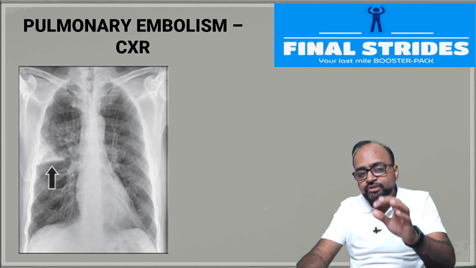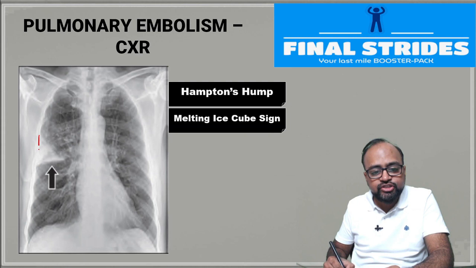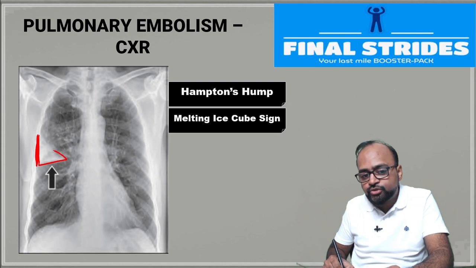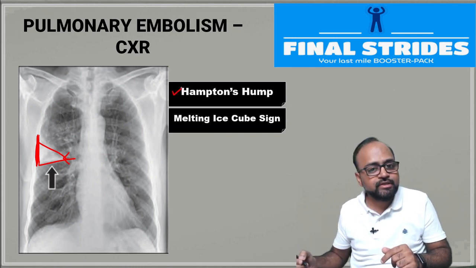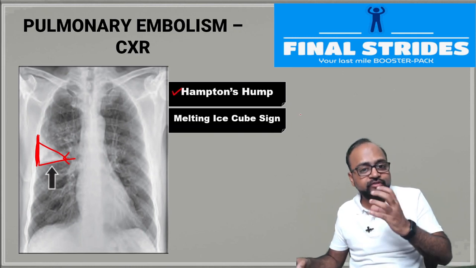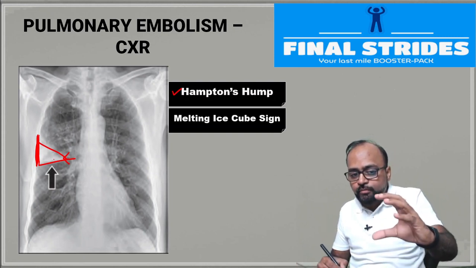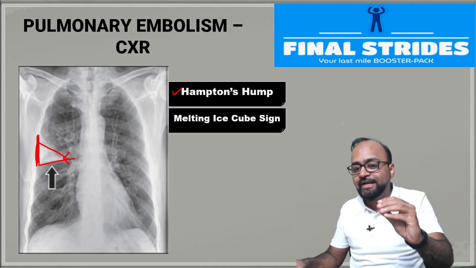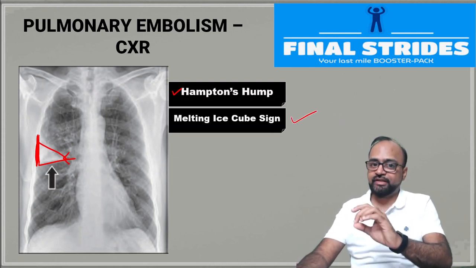If because of the embolus there is a pulmonary infarct, that pulmonary infarct looks like a wedge, that is called Hampton's hump. A wedge is a triangle with its base towards the periphery and apex towards the center, the direction from which the blood was coming, but it has been blocked because of the embolus. So this is what is called the Hampton's hump. This is nothing but a wedge-shaped pulmonary infarct. When this infarct begins to resolve, it resolves from the periphery towards the center like a melting ice cube. So this is what is called a melting ice cube sign.